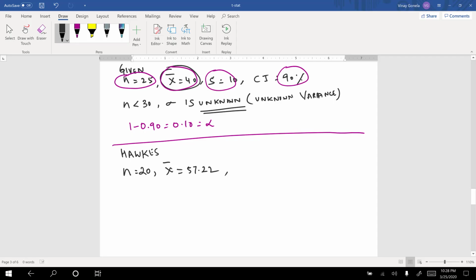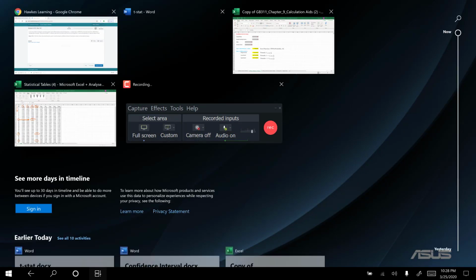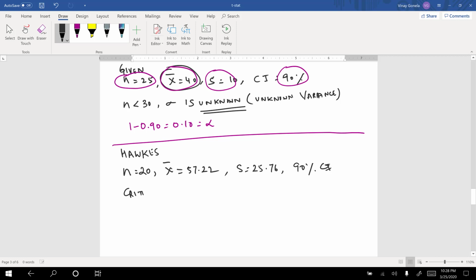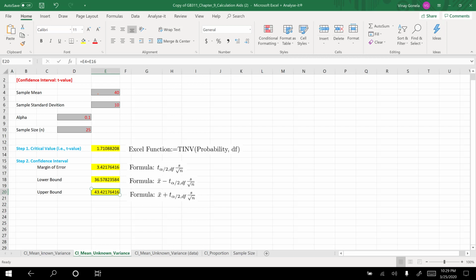Sample standard deviation is 25.76 and 90% confidence interval. Let me check if it is 90%. Yeah. So the first question is they're asking us to calculate the critical value. What is the critical value? Again, it is T alpha over 2, n minus 1. We can just key in these numbers and see what our critical value is in our calculation aids. So I go to the chapter 9 calculation aids, and the sample mean is, let me delete these all.